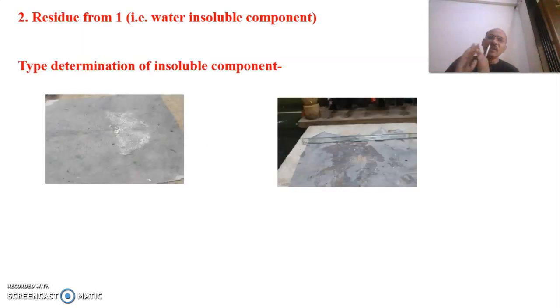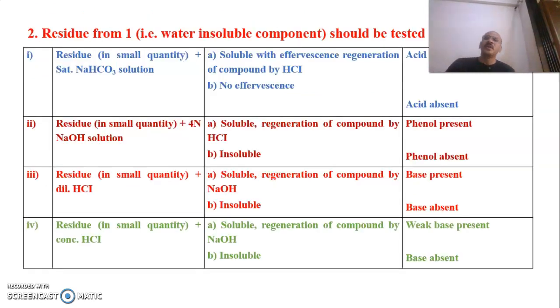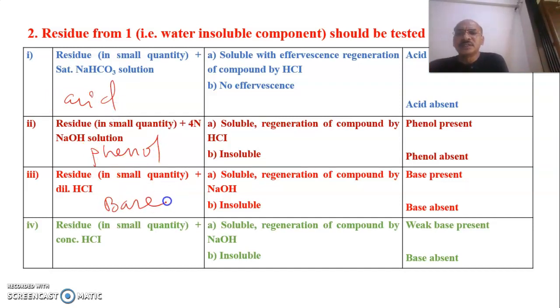Now come to the second important aspect, that is what to do with the residue which is insoluble in water. That you have to perform by using chemical reagents. That is determination of the chemical type of a residue, that is the insoluble component of a mixture. For that, there are four possibilities. That may be acid, that may be phenol, that may be base. And if all those tests are negative, the compound type will be neutral.